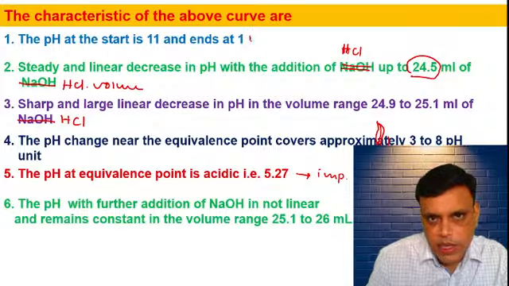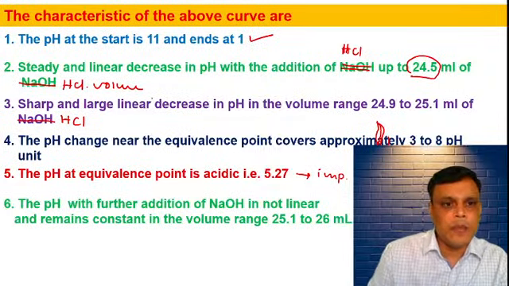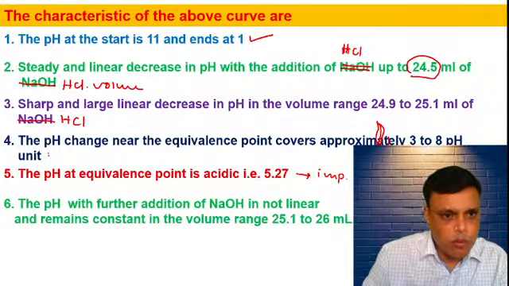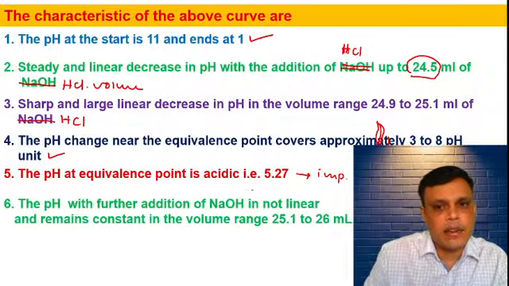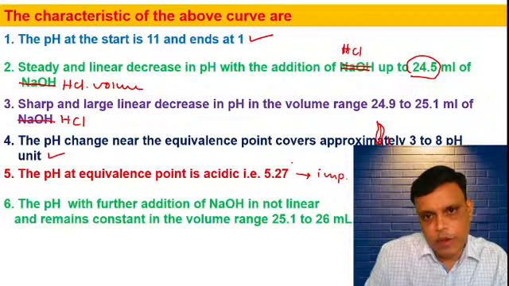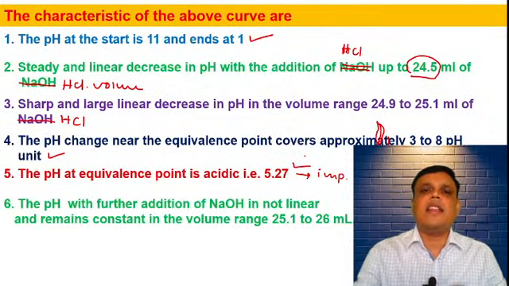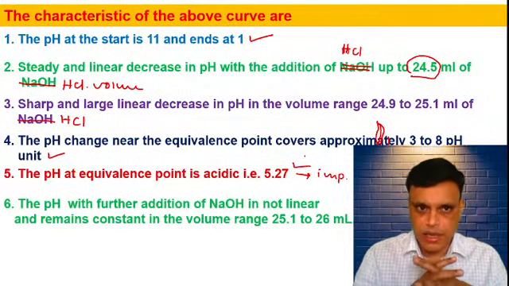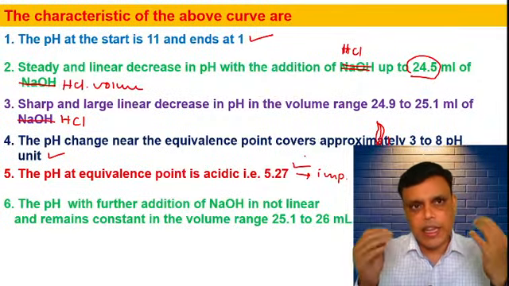That is first one, it is also very important. Then the characteristic point number 4, it is also very important. And characteristic point number 5. These three characteristics, at least these three characteristics you have to write. Which characteristic? For any titration.